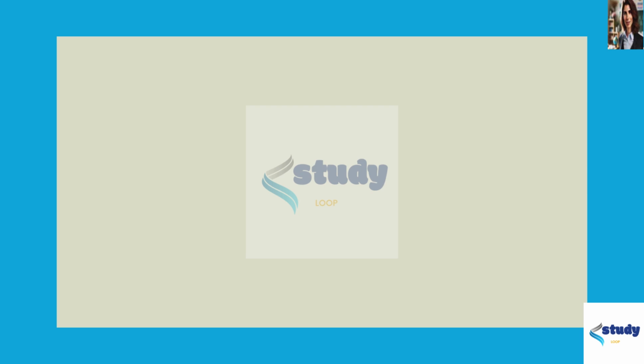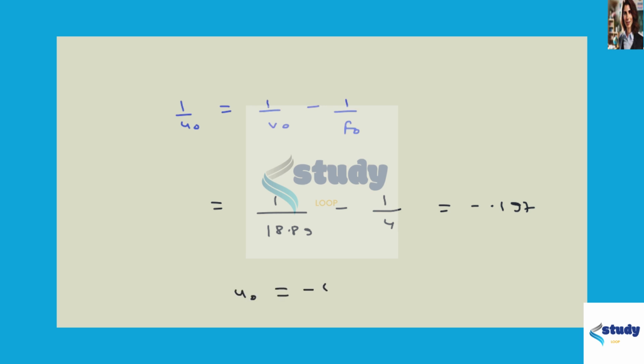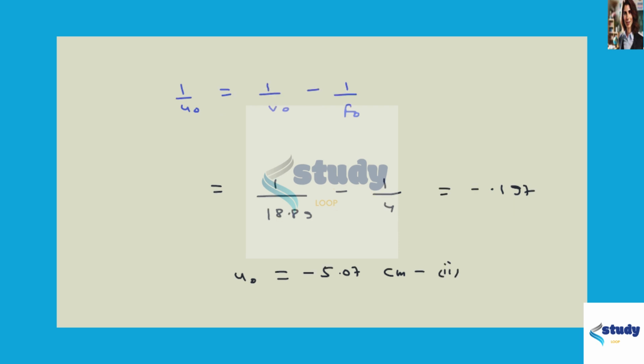Now I can use the formula 1 by U naught is equal to 1 by V naught minus 1 by F naught. Simplifying it further, I can write it as 1 by 18.89 minus 1 by 4, which is equal to minus 0.197. On simplification, I can write the value of U naught as minus 5.07 centimeter. Let it be equation number 2.